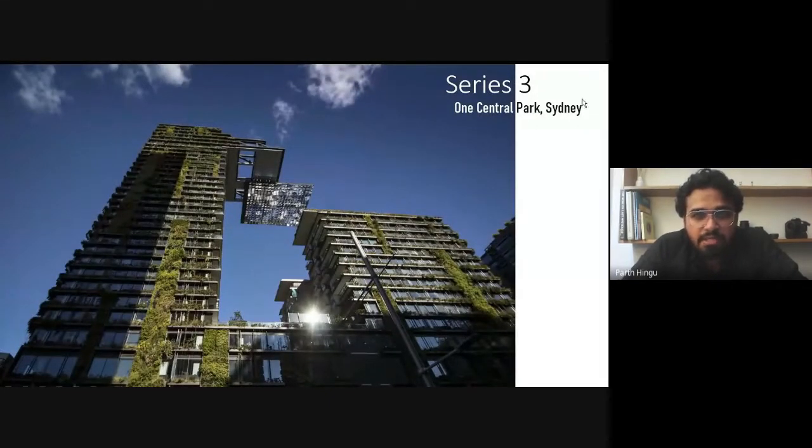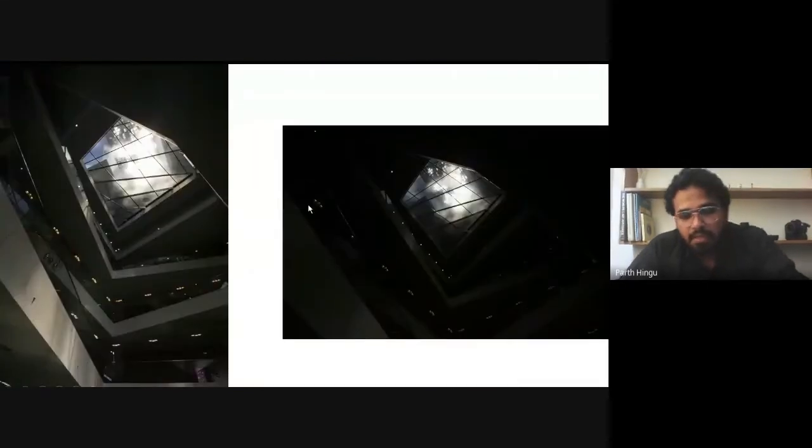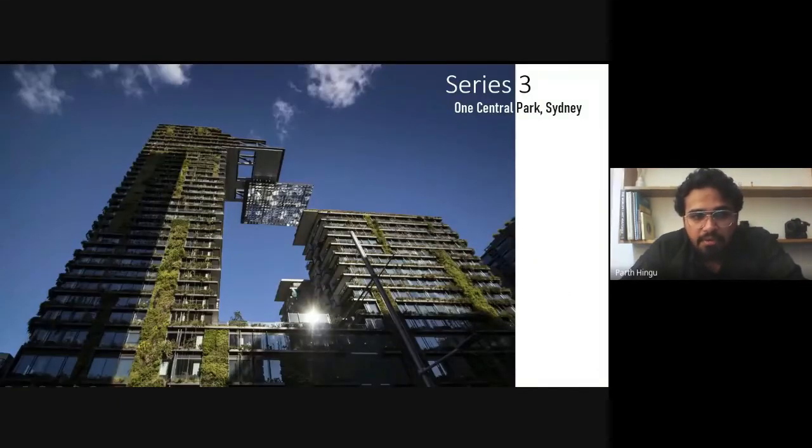This is a series of the sustainable buildings of Sydney. This is One Central Park. The walls are all green walls. In the atrium, what they did is put mirrors, and the sunlight is reflected by these mirrors and comes inside the atrium. So from outside you cannot see what is happening inside.